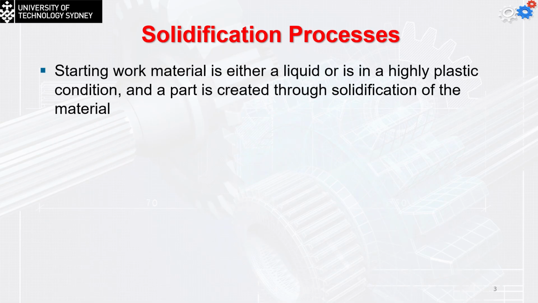So the starting work material is going to be either a liquid or in a highly plastic condition. The part is going to be created through the solidification of the material. We say either liquid or highly plastic condition because there are different types of casting processes. It doesn't have to be highly liquid because this sometimes is going to be uncontrolled. So we may just have it flexible enough to take the shape of the cavity we have in the mold.